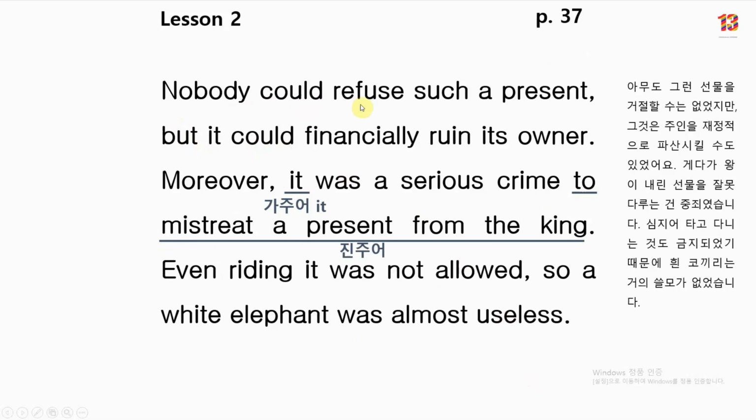Nobody could refuse such a present, but it could financially ruin its owner. Moreover, it was a serious crime to mistreat a present from the king. Even riding it was not allowed, so a white elephant was almost useless.